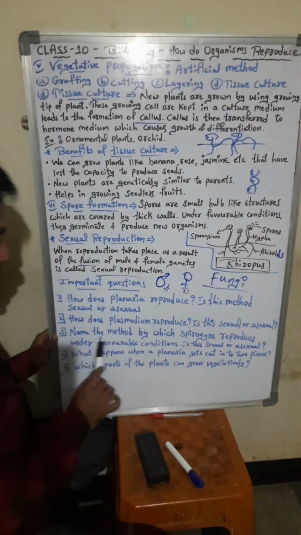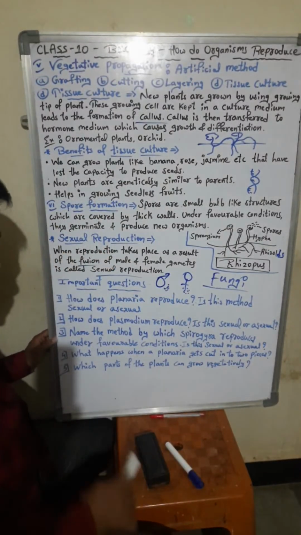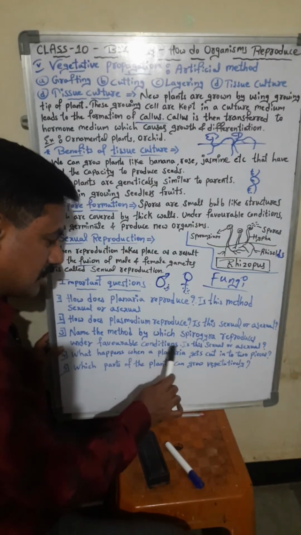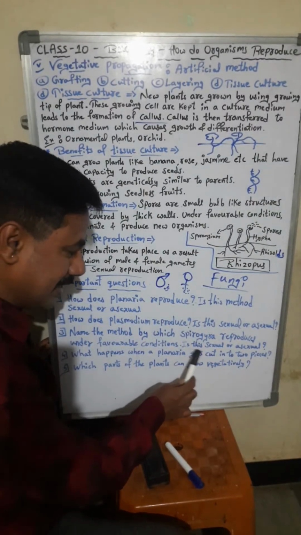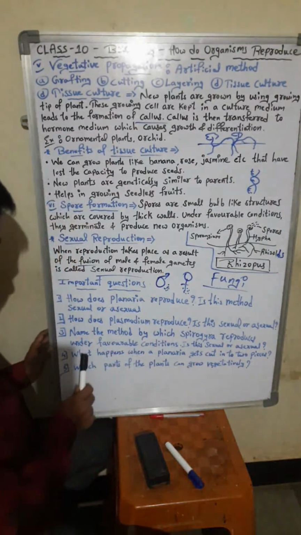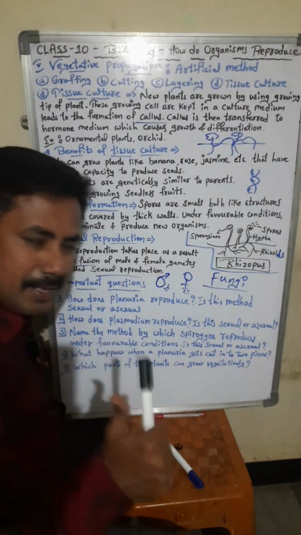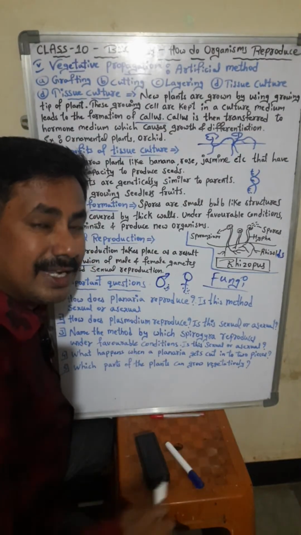Third question, name the method by which Spirogyra reproduces under favorable conditions. Spirogyra, how does it reproduce? Is this method sexual or asexual? So please comment, students. You can give answers here in a short way.